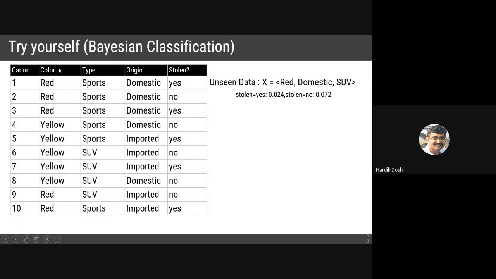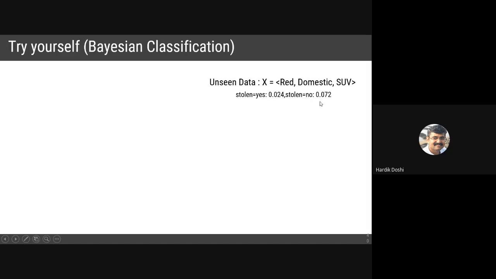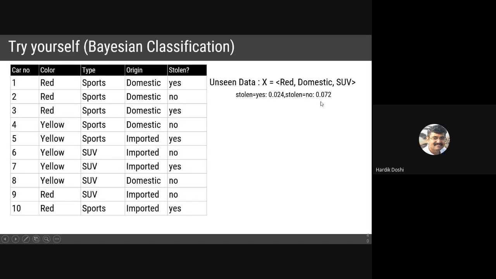Now for each individual attribute, first color, then type, then origin, you need to compute the probabilities. Then you need to multiply the individual probabilities for yes and multiply the individual probabilities for no, and then you can get the answer. So for stolen equals yes, you will be getting this probability, and for stolen equals no, you should be getting this probability. Fine with this? This is your exercise. You can compute, and we can discuss in our next lecture.